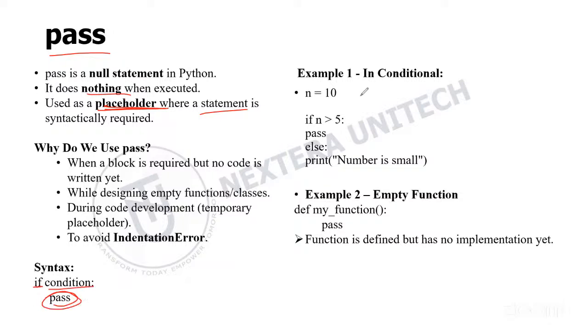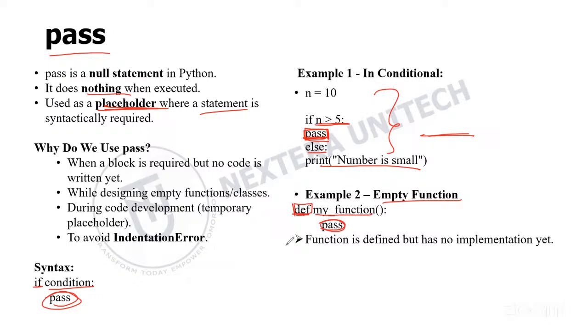So if you see here, we have an example n equal to 10, and if n is greater than 5, we want to execute some statements, but we didn't write that yet. So we've given pass. And else the number is small. So when I execute all of this, there won't be any output because I've just given pass here. So it does nothing. And you can also use it in an empty function. So when you want to create some function, you need to have the keyword def and the function name. And instead of the body, I can give pass.